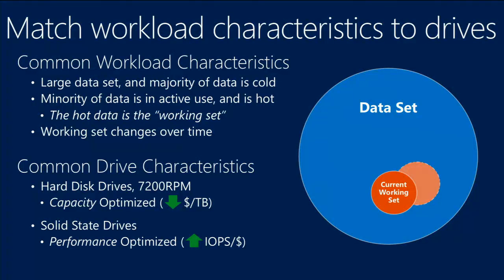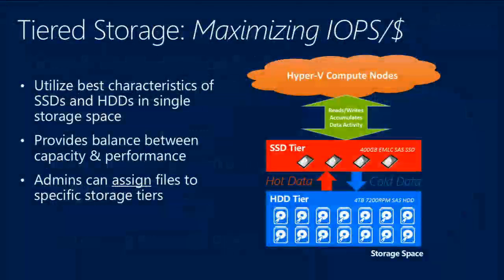Now I need an intelligent way to merge the two into a single namespace. And that's exactly what we've done in R2. With a single namespace, I can utilize the best characteristics of rotating media to store my large, cold data set at low cost. I utilize the best characteristics of SSDs to store my working set, my most frequently accessed data, providing the best performance for that working set, delivering me the best IOPS per dollar. And we do this in a single storage space.